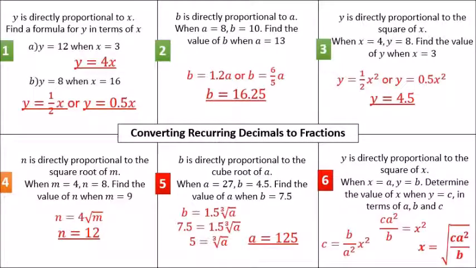Okay, so here are the answers to those questions. Y is directly proportional to x. Find a formula for y in terms of x for question 1. So we just need the formula. So when y is 12, x is 3, y equals kx. If you remember, if we replace the proportionality symbol, we find the value of k to be 4, so we get y equals 4x. For part B, y equals 8 when x is 16, so y equals kx again.